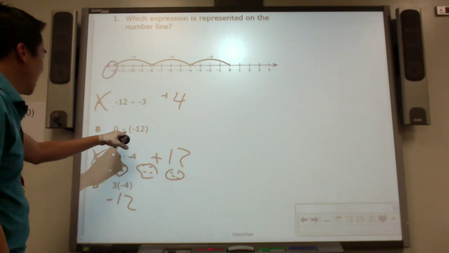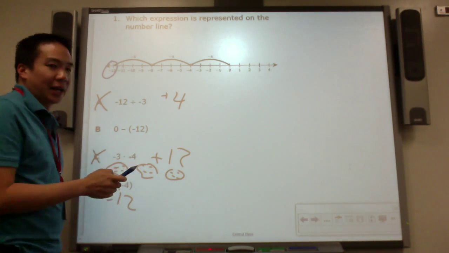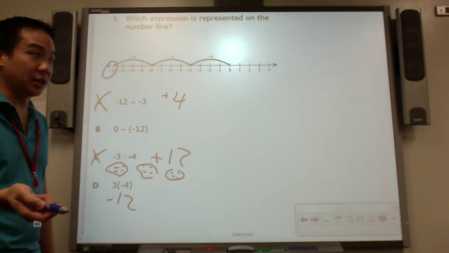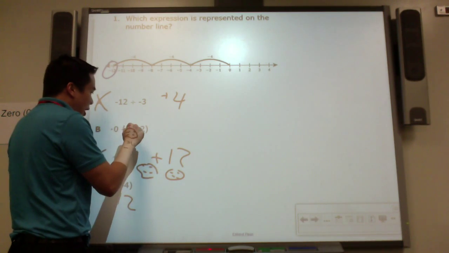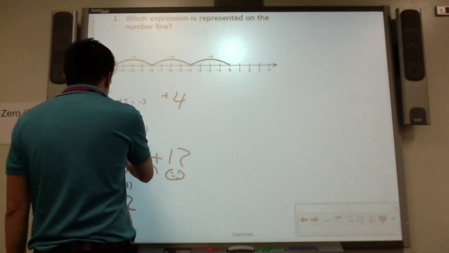That's the answer. And this one would be, oh, some of you like the KCF. I do add the opposite when subtracting. Add opposite. That's 12. Doesn't make sense.